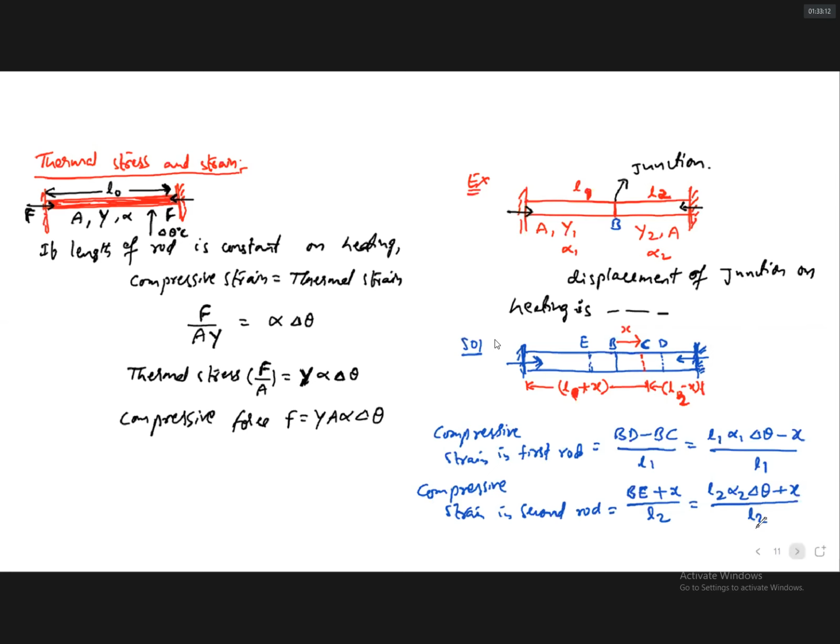Now here the compressive forces acting on both ends are the same. Compressive forces F1 is equal to F2. We know that F is Y1 into A into the strain produced in that rod, that is L1 alpha 1 delta theta minus X by L1. And the compressive force acting on the second rod is Y2 into A, the area of cross section of the rod, into L2 alpha 2 delta theta plus X by L2.